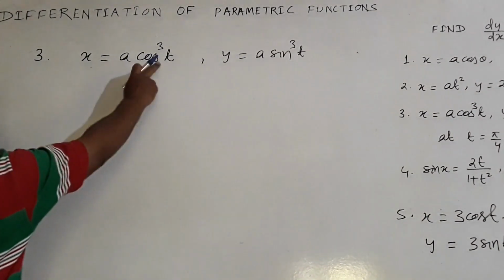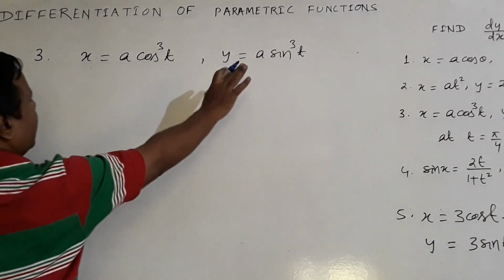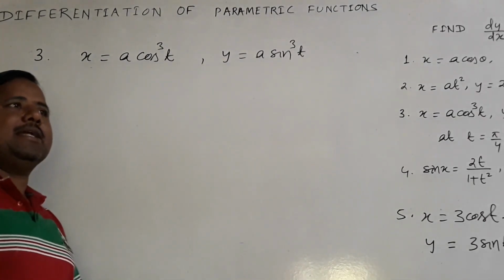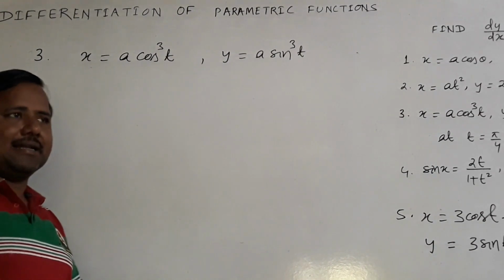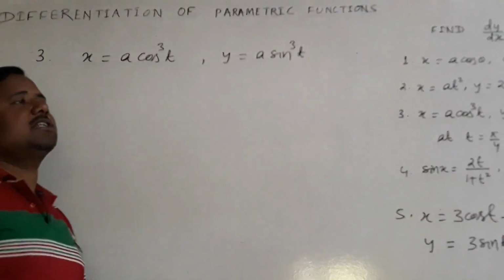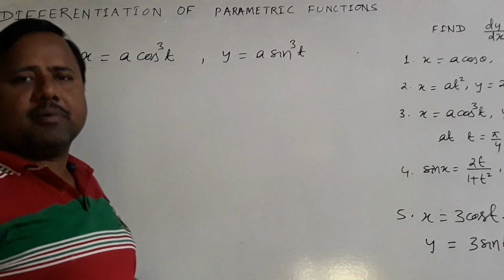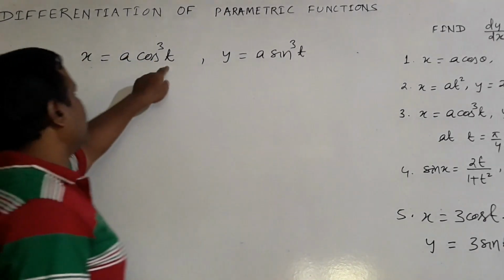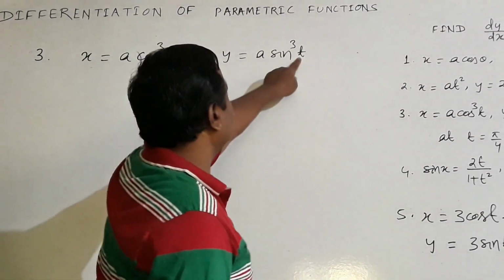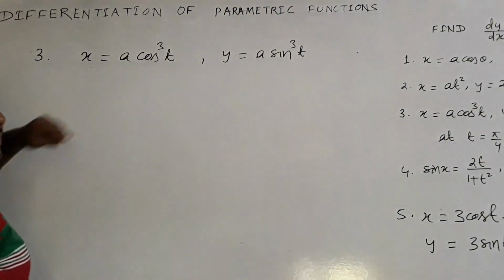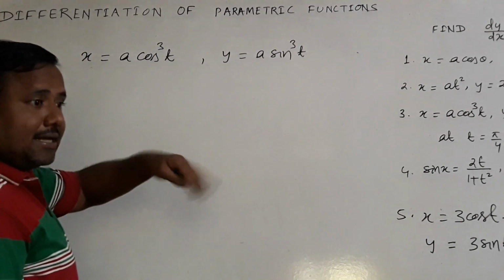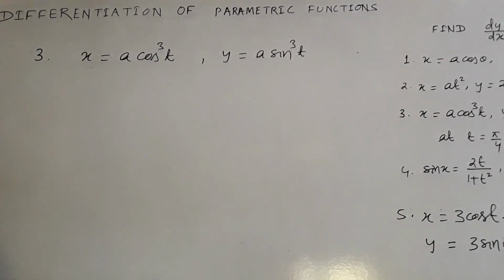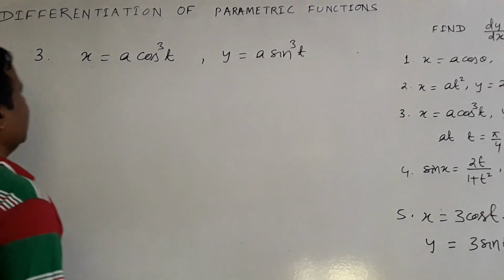Now x is equal to a cos cube t. a, b are constants. Generally, the English alphabets A, B, C, D are taken as constants, and S, T, U, V, W, X, Y, Z are taken as variables. Now x in terms of t, y in terms of t. Here a is constant. Mind it. English alphabets A, B, C, D are taken as constants, and alphabets like S, T, U, V, W, X, Y, Z are taken as variables.